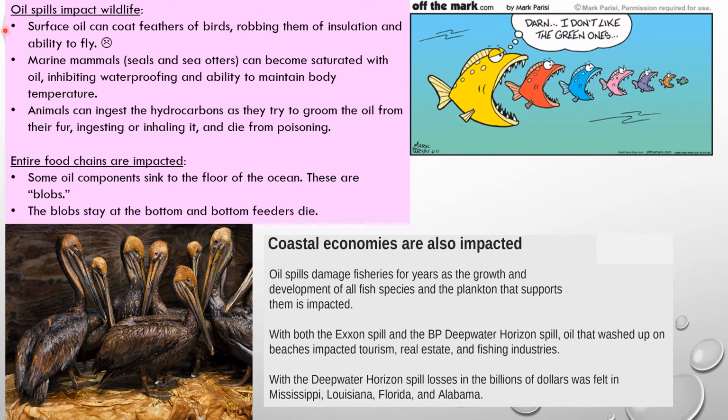So as I told you, oil spills can impact wildlife, and I already told you the different ways it can impact wildlife. You need to know these ways. It can also impact the whole food chain. And remember I told you some of it can sink to the ocean floor. So that oil that sinks to the ocean floor can cause problems with any bottom feeders at the ocean floor. It's actually called oil blobs. And then we have the whole tourism and fishery industry that's impacted by any kind of oil spill. It's very sad. And remember, the big ones that you need to know, the big case studies, are the Exxon spill and the BP Deepwater Horizon.